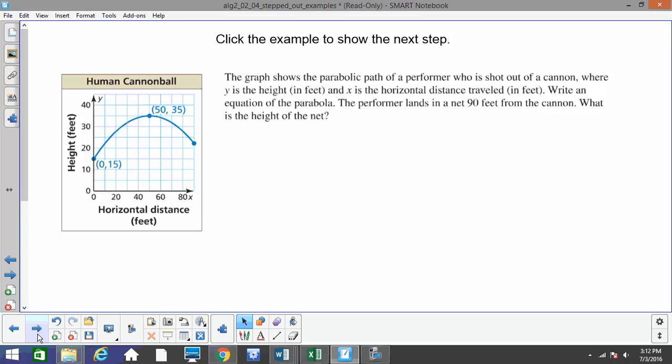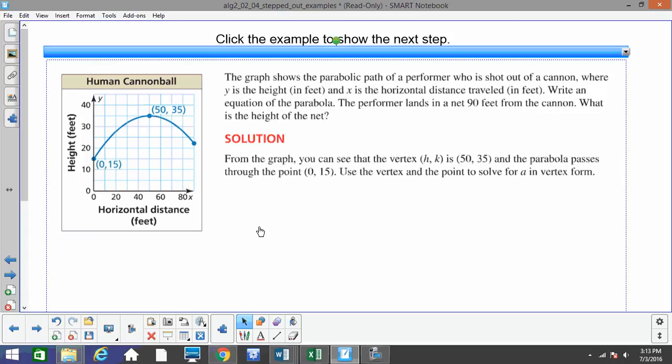So on the first one here, the graph shows a parabolic path of a performer who is shot out of a cannon, where y is the height and x is the horizontal distance traveled. We want to write an equation of that parabola. The performer lands in the net 90 feet from the cannon. And what is the height of the net?